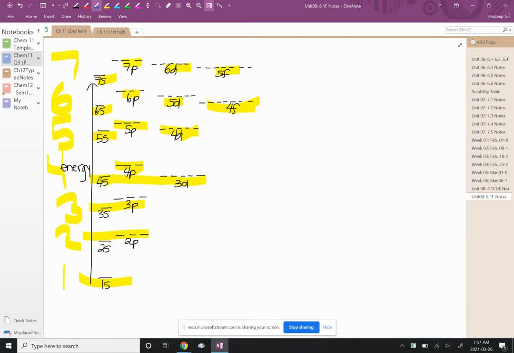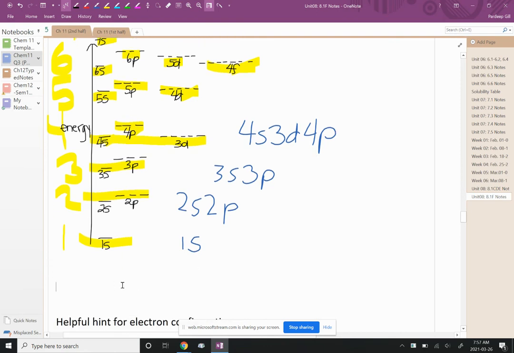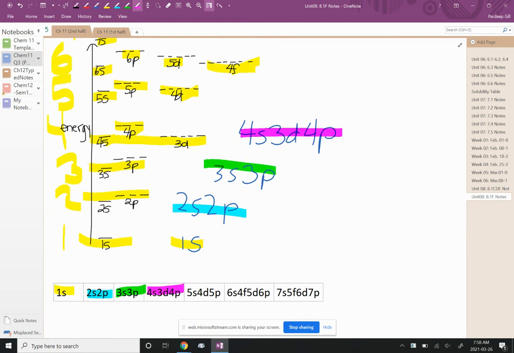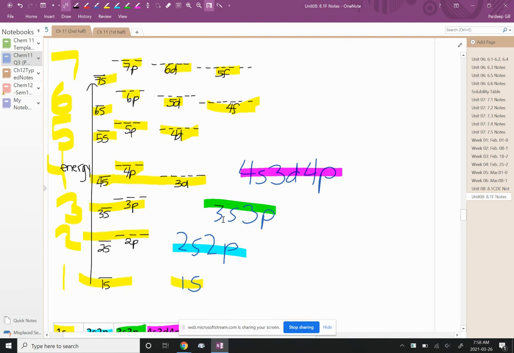So if you were to write this pattern out, you would get 1s, 2s, 2p, 3s, 3p, 4s, and then 3d is lower, and then 4p. And that's what you find when I give you this energy setup here. So here's energy level 1, here's energy level 2, here's energy level 3, and then there's energy level 4. I have them written exactly based on the lowest energy level coming first.